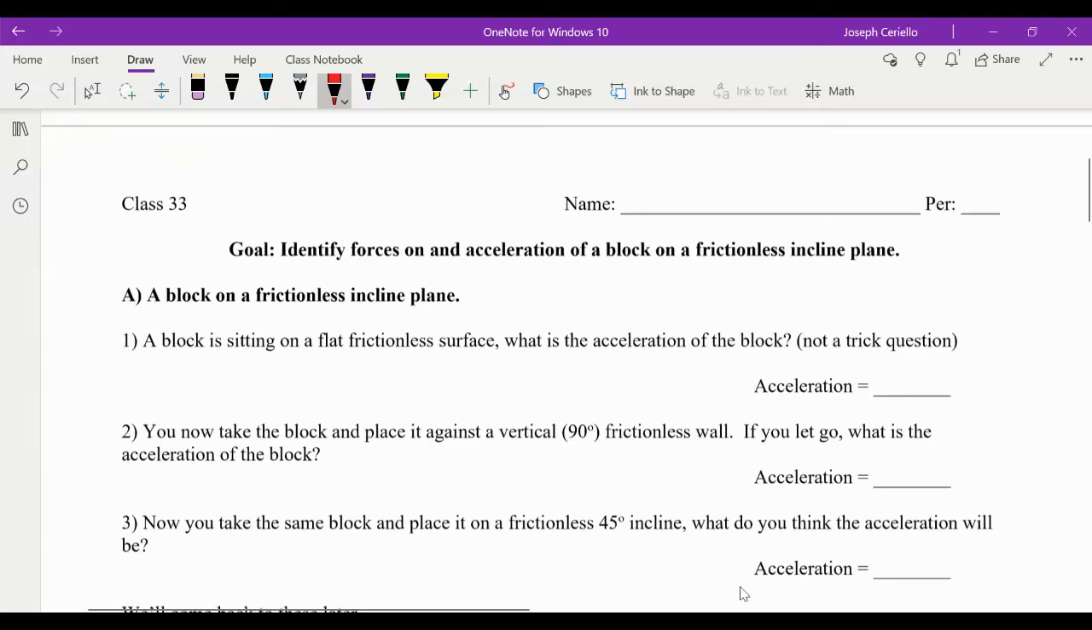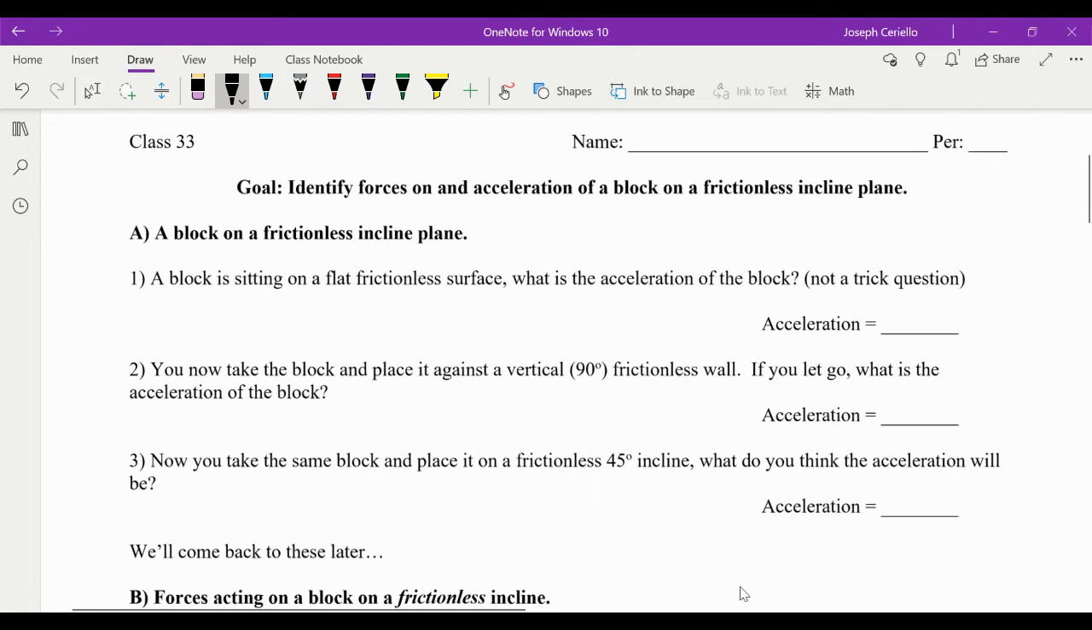Everyone, class 33, we're looking at inclined planes. There's a lot to do here, so let's get going. So the first thing you had to do was just make some predictions for numbers 1, 2, and 3.